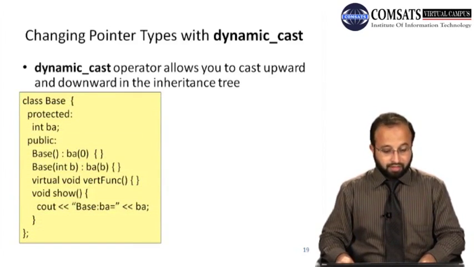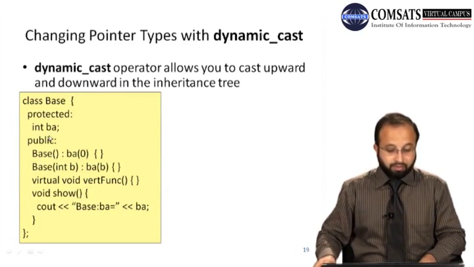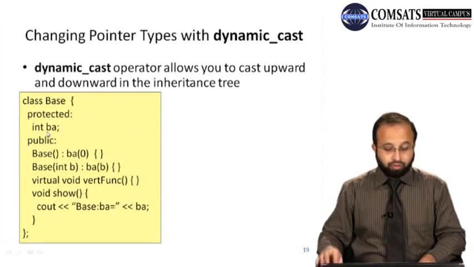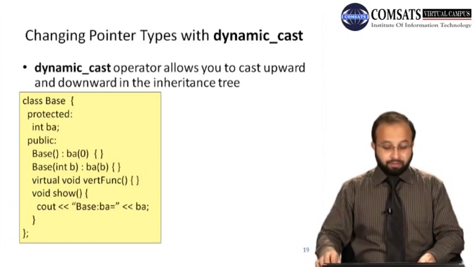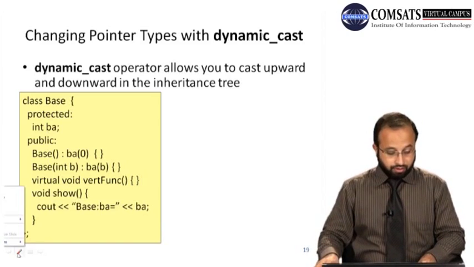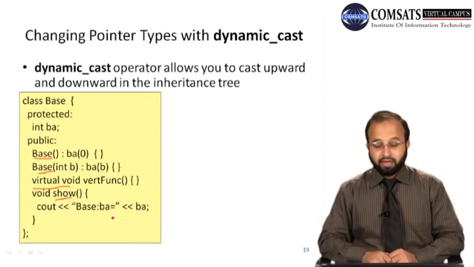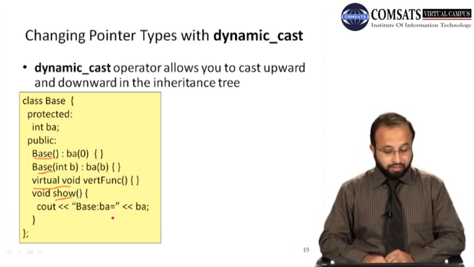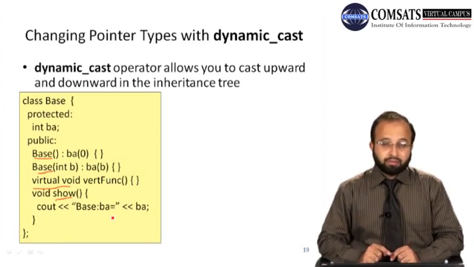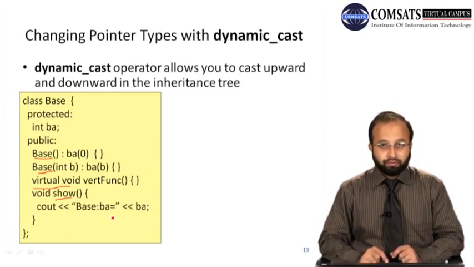So we have a base class. इसमें हमारे पास एक private data member है BA. Just remember it. There is one private data member in the base class, that is BA, and there is a default constructor, a constructor with a single argument, and a virtual function, right? And then we have a show function. Show function क्या करेगा कि वो उसकी value display कर देगा जो private data member BA है base class का, right?